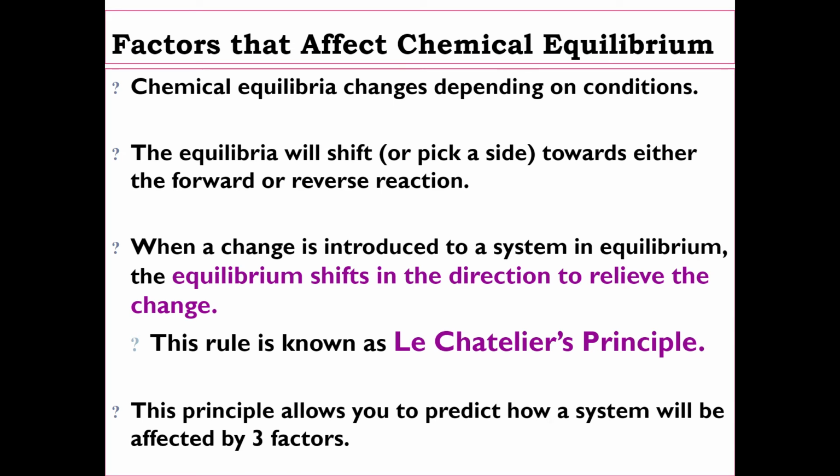Now we're going to talk about factors that affect our equilibrium. Now, chemical equilibria changes depending on conditions. Conditions mean everything in chemistry. Being under certain conditions may allow you to have reactions or not have reactions at all. So when a change is introduced to a system in equilibrium, the equilibrium shifts in the direction that will reverse the change. This is known as Le Chatelier's principle. Le Chatelier's principle allows us to predict how a system will be affected by three most common factors.